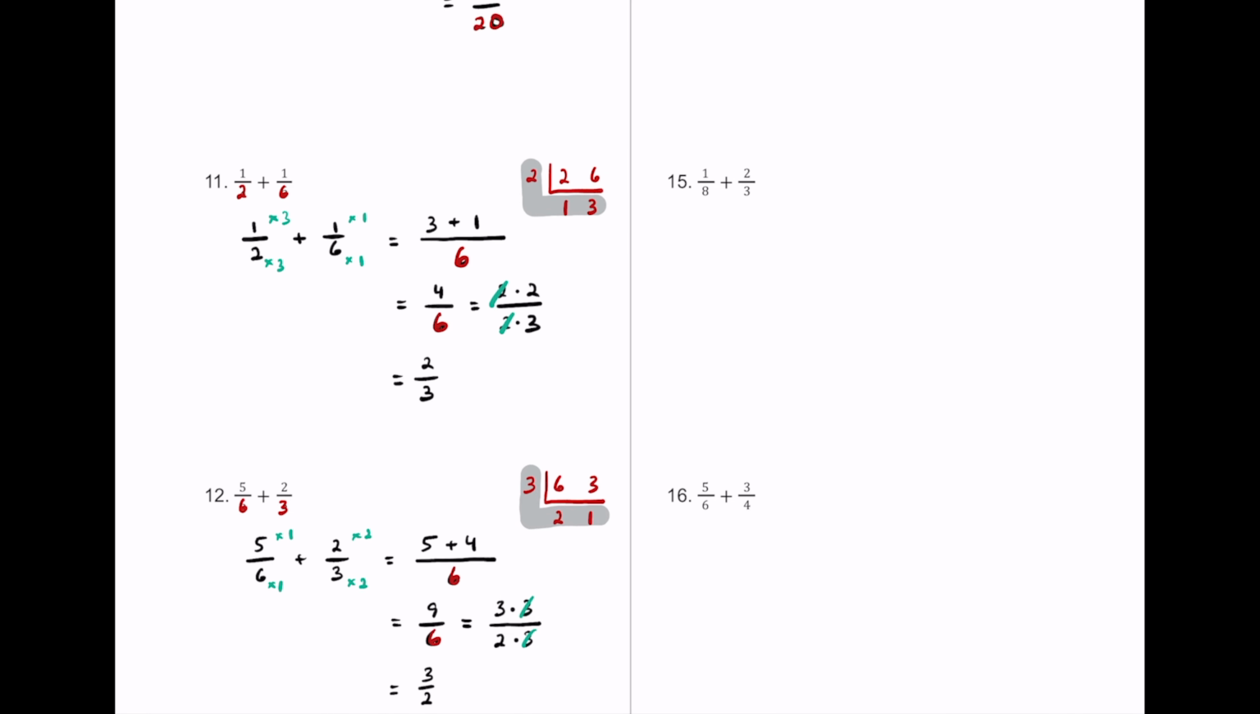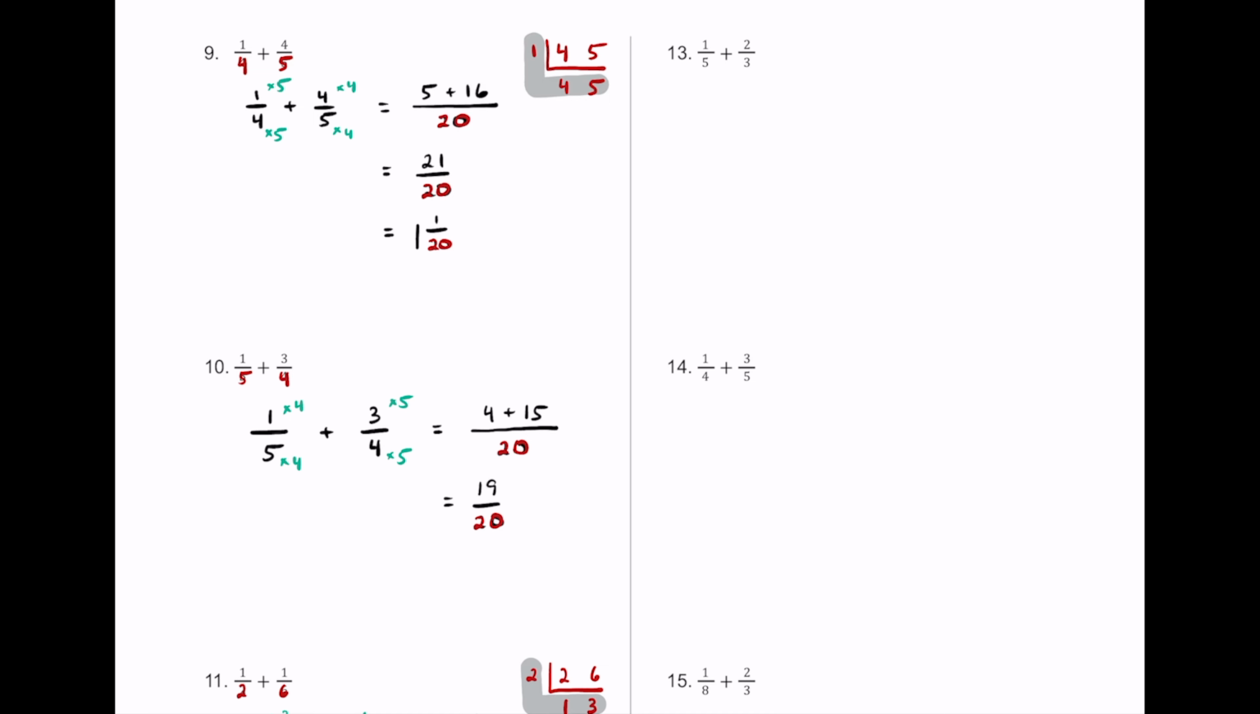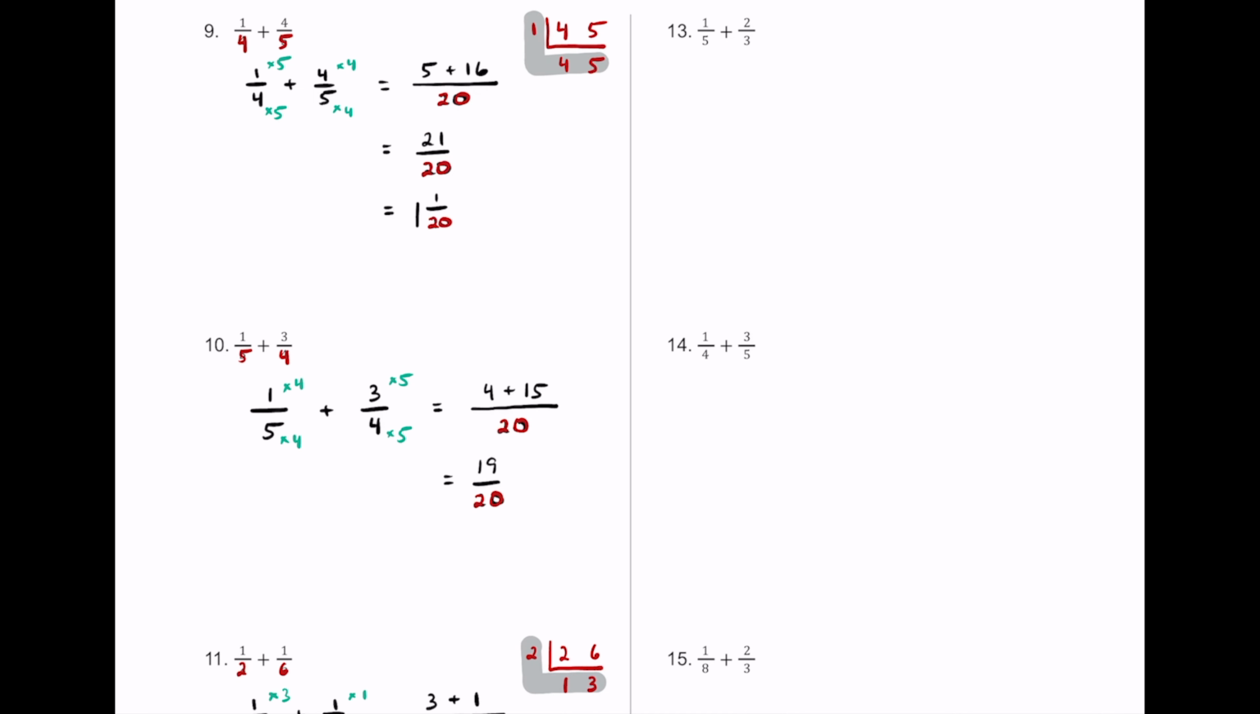All right, cool. Here's number 13. For number 13, looks like we have fifths and thirds. So maybe you can look back up at one of the previous problems, but we've already done this. They meet at 15 for the first time. So I'm going to go ahead and put 1/5 plus 2/3.